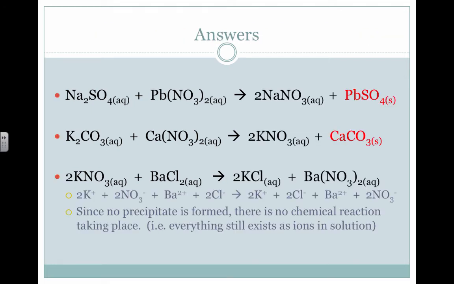Welcome back. Here's what you should have gotten. Notice that in the third example, the combination of KNO3 and BaCl2, we actually have no precipitate. Therefore, we would say that no reaction has happened. We haven't created anything new. We just have the same ions all dissolved in solution.